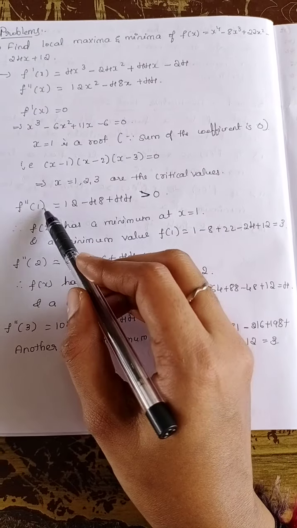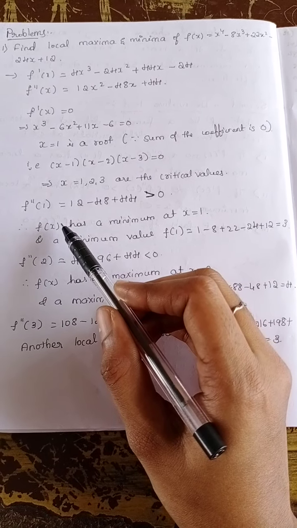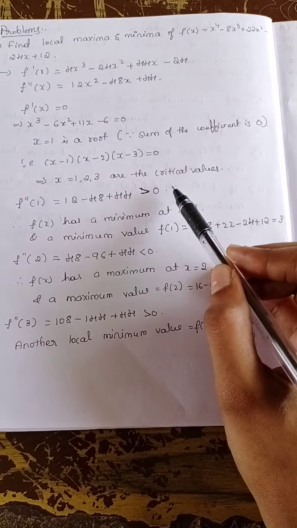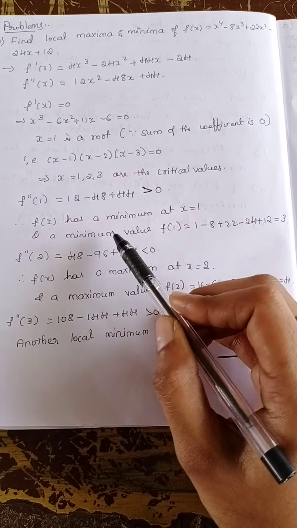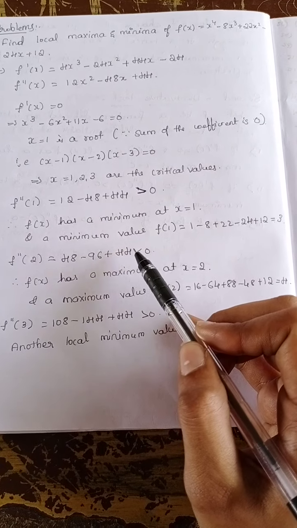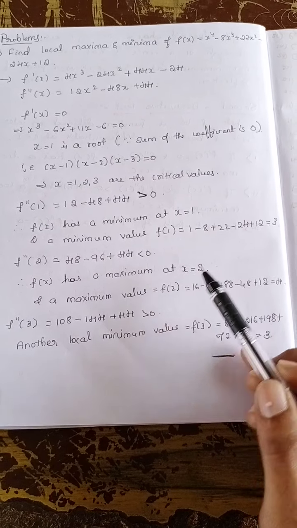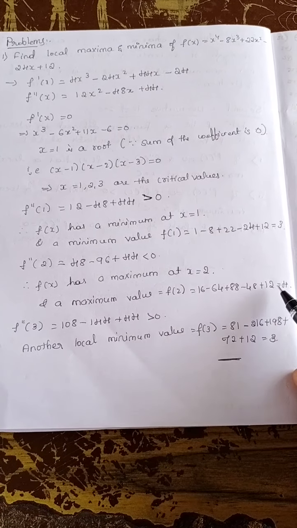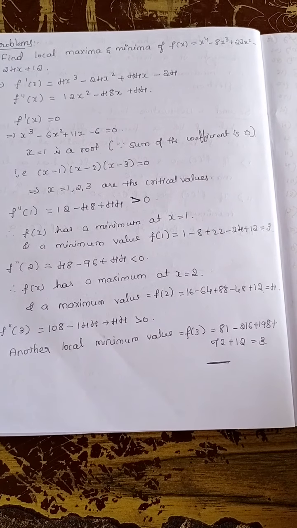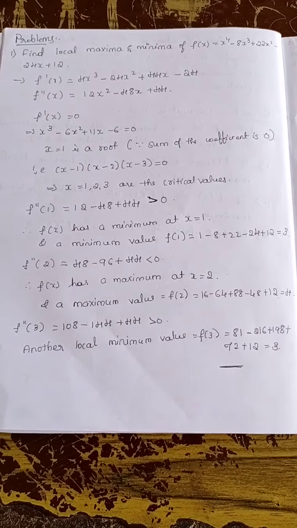So f double dash of 1 is equal to 12 minus 48 plus 44, this is greater than 0. Therefore f of x has a minimum. So f double dash of 1 is greater than 0, therefore it has a minimum at x is equal to 1. The minimum value is f of 1 is equal to 3, and f double dash of 2 is less than 0, therefore f of x has a maximum at x equal to 2, therefore the maximum value is f of 2, that is equal to 4. And similarly f double dash of 3 is greater than 0, therefore another local minimum is there, that is at 3. The local minimum value is f of 3 is equal to 3.